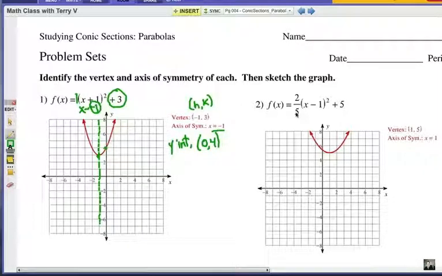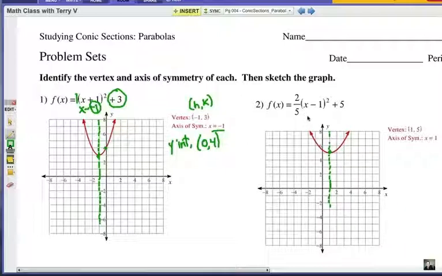Now, number 2, don't let the 2/5 throw you here. Let's go ahead and look at it. Notice the 1 there and the 5 there gives you the vertex of 1, 5. So that's why we have the parabola starting right there. And let's go ahead and find the axis of symmetry, which of course is at x equals 1. All right, so we just kind of shifted it over, obviously. Now the 2/5, of course, is going to flatten it out. Remember what I showed you on that graphing calculator.